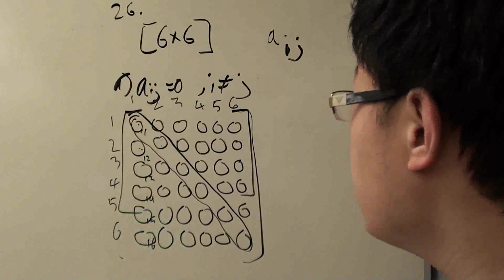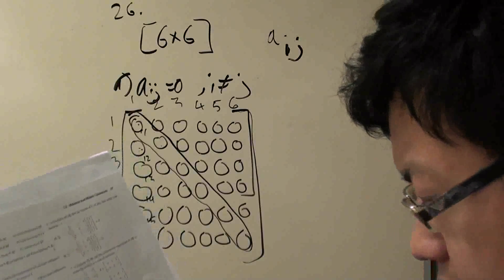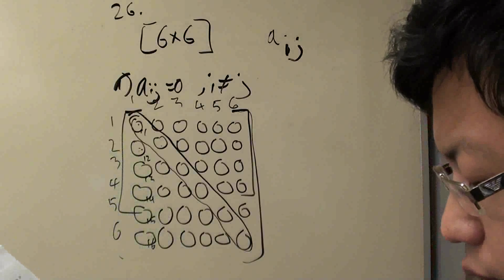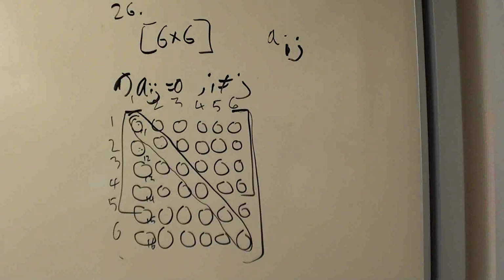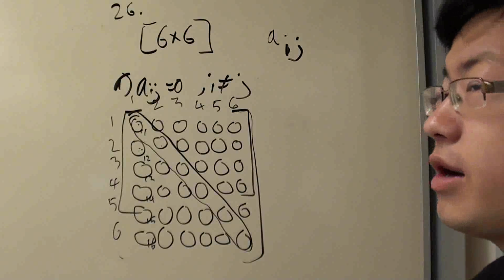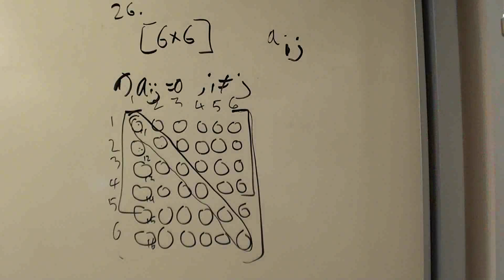So, 26. We have a 6 by 6 matrix, and then we have 4 different conditions that we need to satisfy: A, B, C, and D. I know D was omitted, but I don't see why. It's kind of fun to think about, right? So anyways, let's start with A.